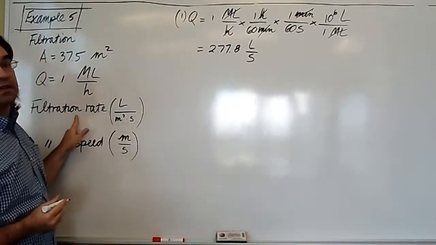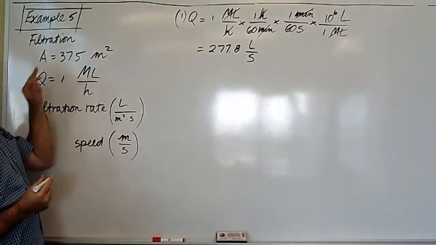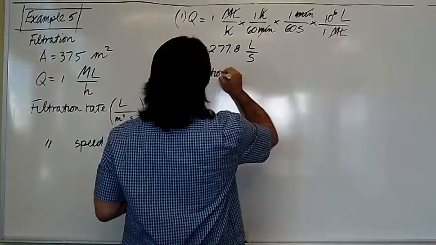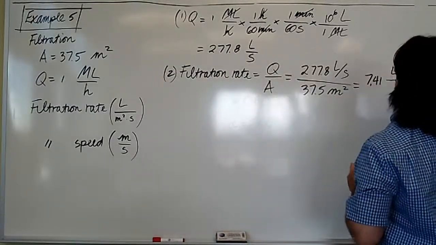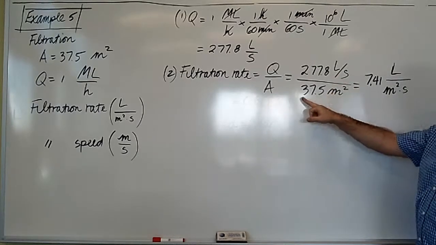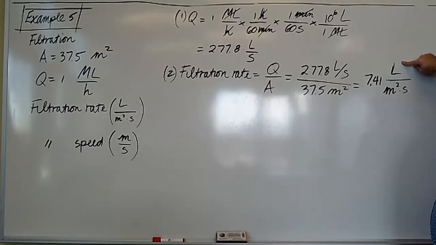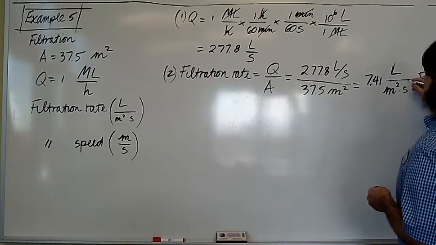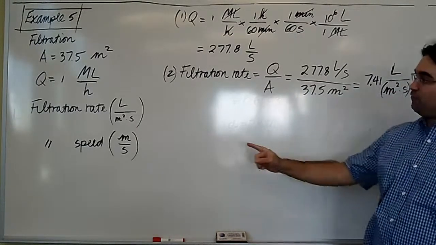Now, to calculate the filtration rate, I have to do this flow rate divided by the area. So when I do the ratio of the flow rate divided by the area, it's 7.41 liters per square meter per second. Now, if I were a strict mathematician, I would probably write something like this for units. Great. We have the filtration rate.